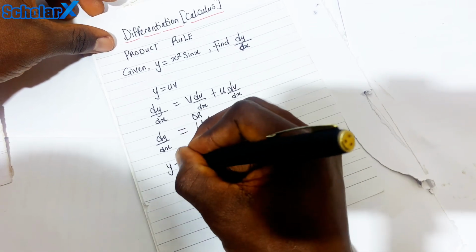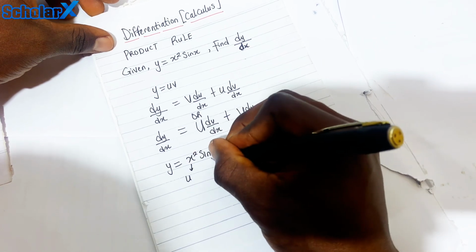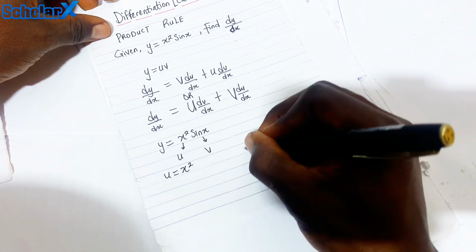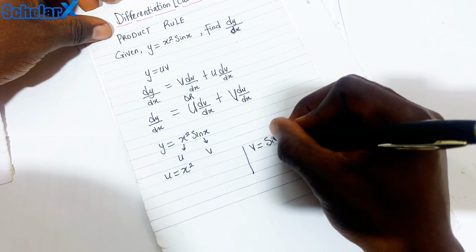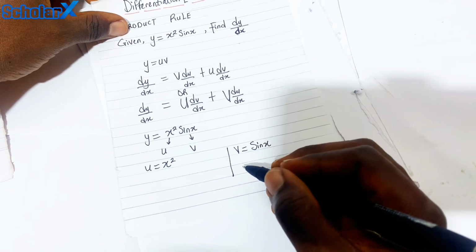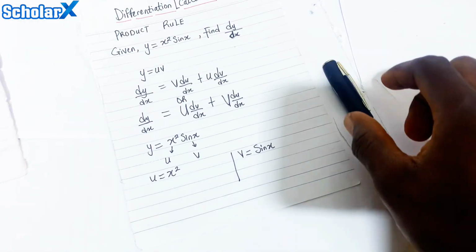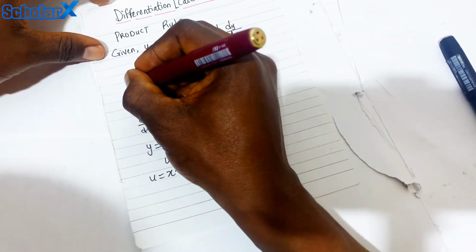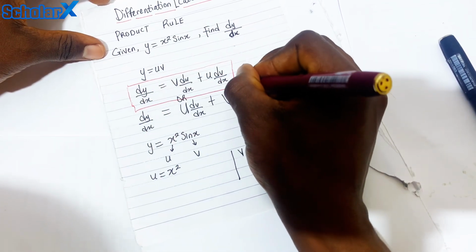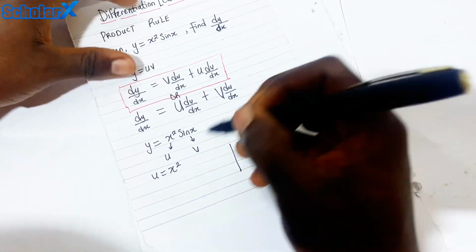So this is y is equal to x squared sine x. Now this is going to be our u and this is going to be our v because they are products. So our u is equal to x squared and our v is equal to sine x. Now, we're going to differentiate this side and differentiate this side, because don't forget, we want to work with the formula v du/dx plus u dv/dx. So we're trying to get all we need to put into this formula and get our answer.